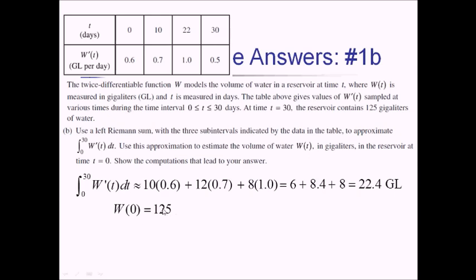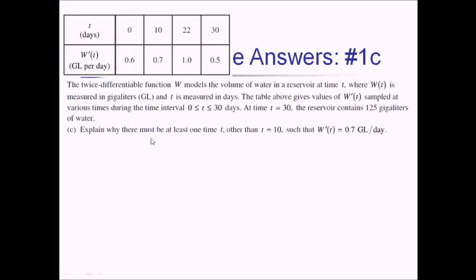And then if I want to go backwards from 30, which is W of 30 right here, to 0, I have to subtract the integral from 0 to 30 of W prime of t dt. Now the problem is I don't know the exact value of this integral, so I'll write that W of 0 is approximately equal to 125 minus our approximation of the W prime integral, 22.4. That's 125 minus 22 would be 103, subtracting another 0.4, so that's 102.6 gigaliters.